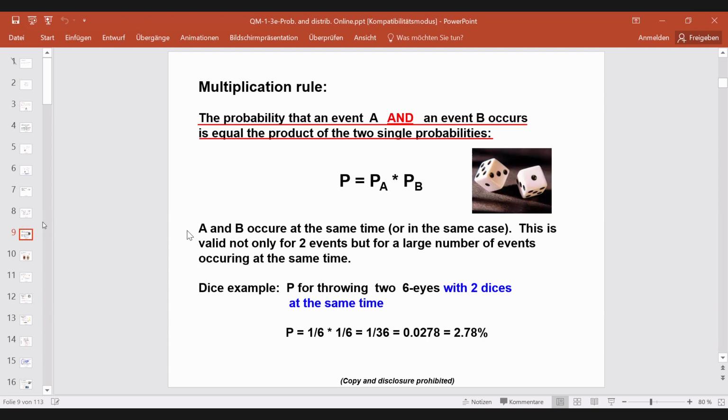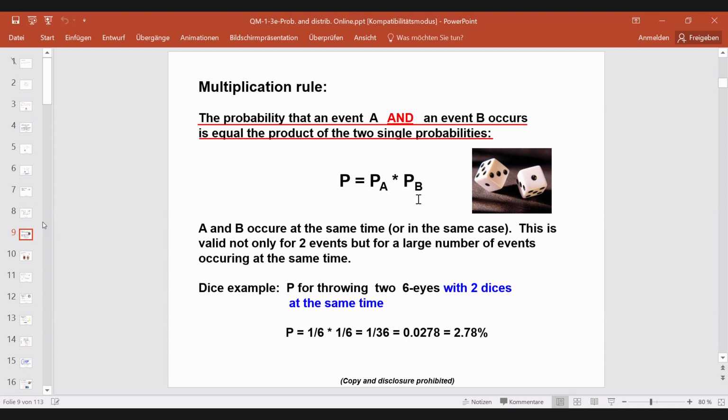Well, there is another rule which is called the multiplication rule, and the multiplication rule means the probability that an event A and an event B occur. And this is the product: the single probability A times the single probability B. This is the total probability that A and B occur at the same time.